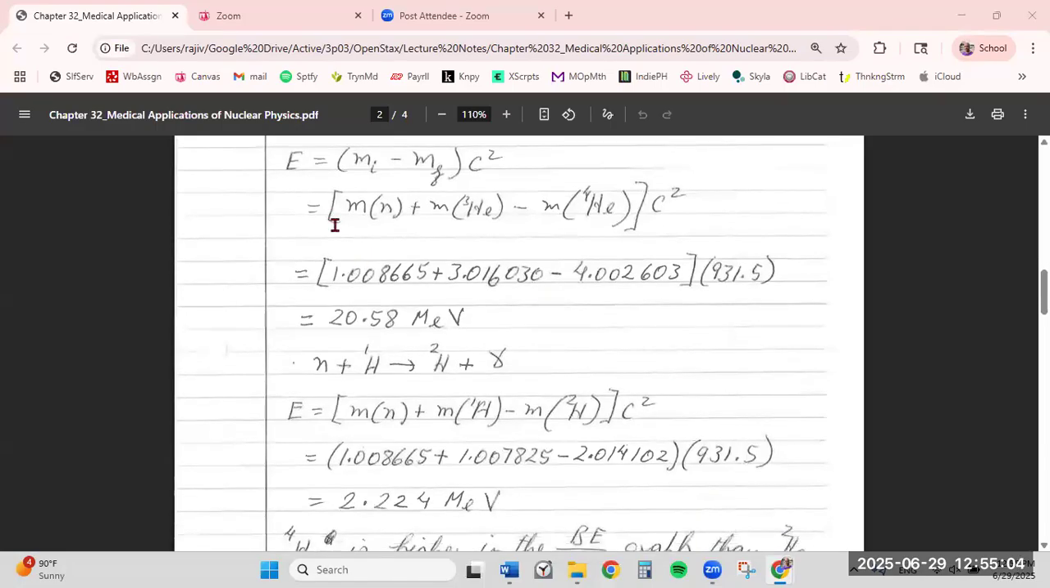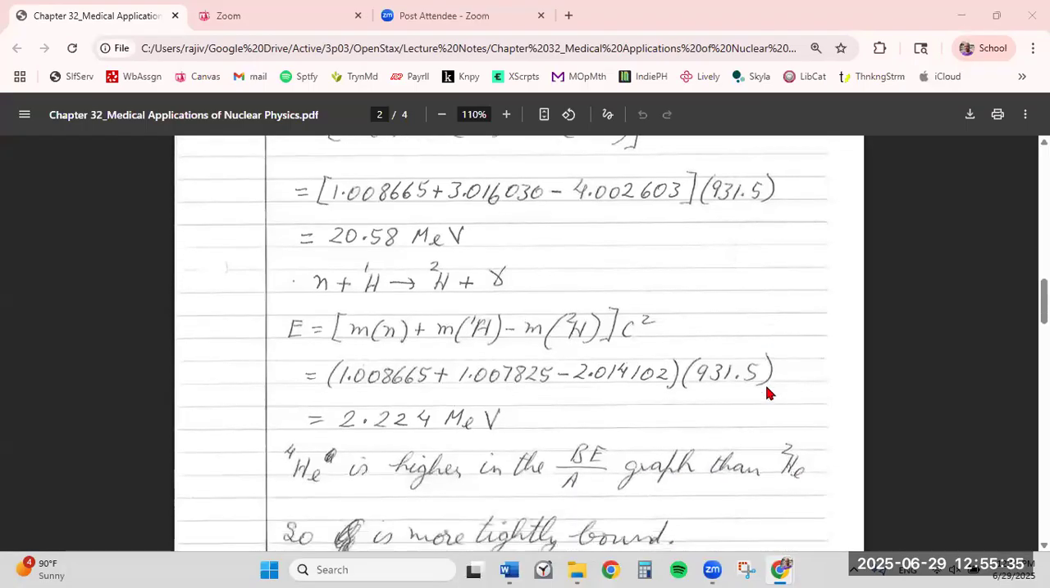So you look up the mass of the neutron in atomic units, which is this number, the mass of helium-3 from that appendix that I mentioned before, which is this, and then the mass of helium-4 is that. And then instead of 3 times 10 raised to 8, you multiply by 931.5, which gives you the energy in MeV. So it comes out to 20.58.